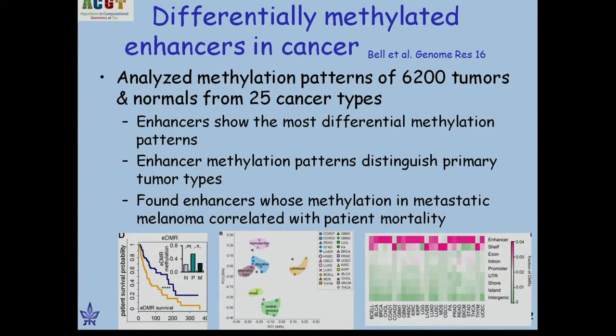These methylation patterns distinguish very nicely the primary tumor types according to organ and source. And specifically regarding metastasis, we found particular enhancers whose methylation is correlated with survival, and some of these were new and were tested experimentally. And now to the main show.